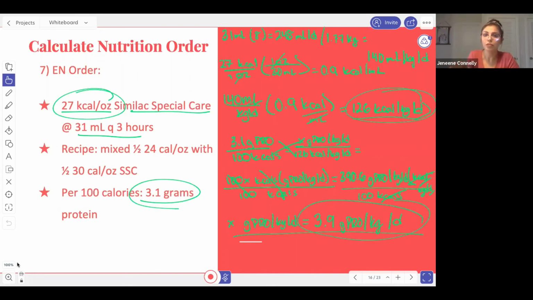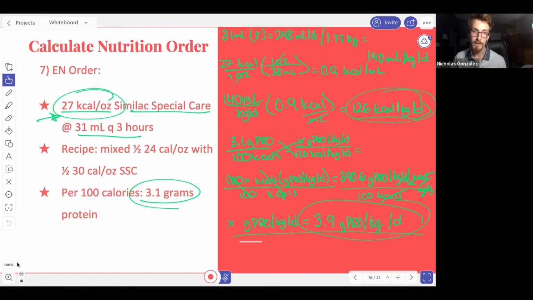Right there. So before we move on, I just want to reiterate something that we talked about in the previous module, that this 27 calories per ounce is not a measurement that this formula comes in. We did this by mixing equal ratios of the 24 calories per ounce and 30 calories per ounce and finding the average of that, which is the 27. And we do the same thing with the grams of protein. So if you needed that information and we didn't provide it for you, that's how you would go about figuring those values out.